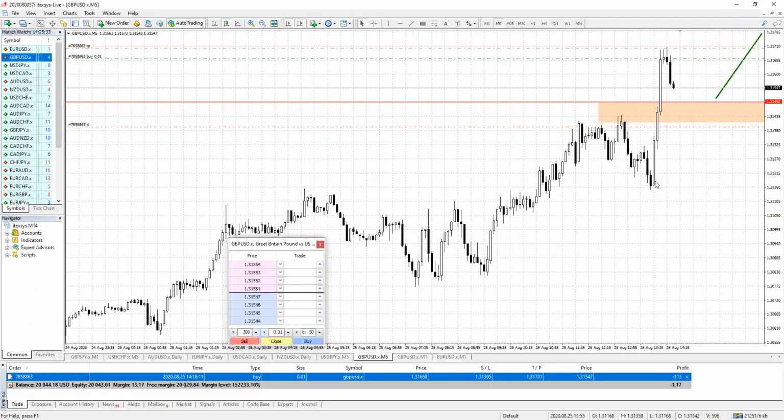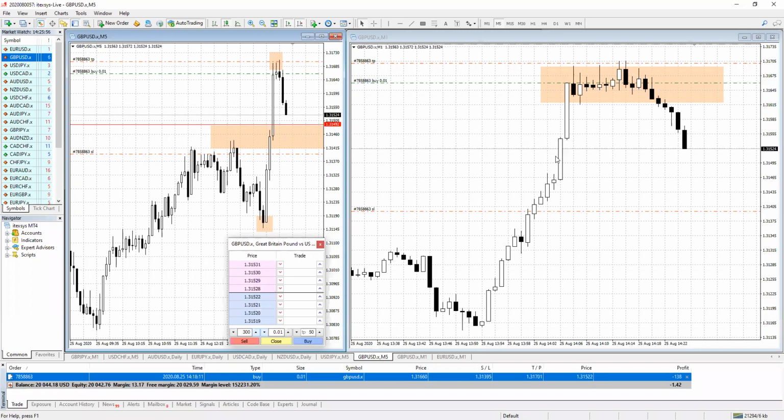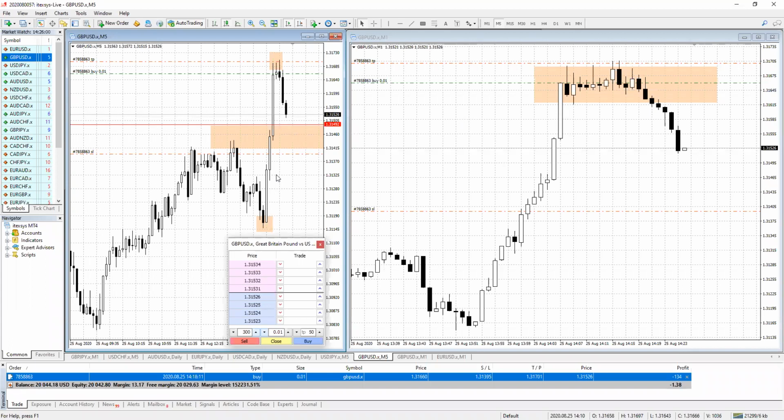So this was a previous pivot. This is the newest pivot right here. Now we need to form a new pivot, and then the next movement should be to the upside. We need to form a pivot down and then move to the upside. That's the movement we want to trade. But of course, we don't know where that pivot is about to form.